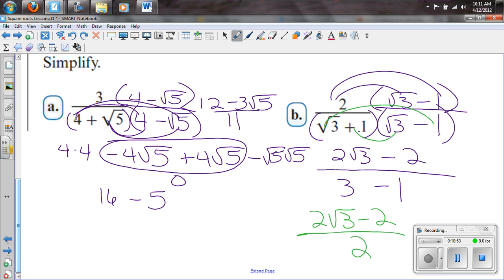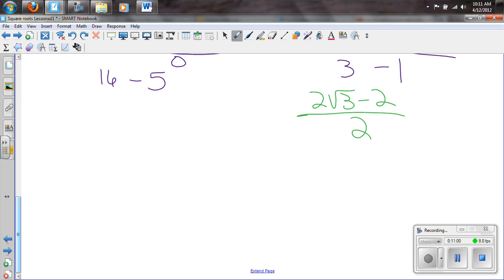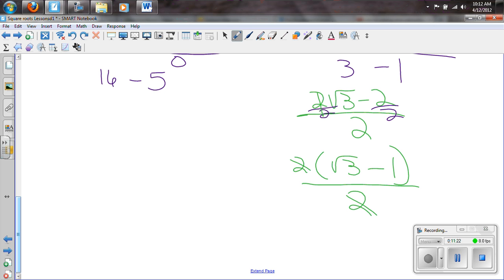One last step for this one. Is there anything you can simplify here? Well, if you recall factoring out, we can take a 2 out of this top term. If we take a 2 out, that's like dividing off 2. And so when we do that, we get square root of 3 minus 1, and then we're still all over this 2. And last step then is to cancel the 2's, so our final result for this is square root of 3 minus 1.